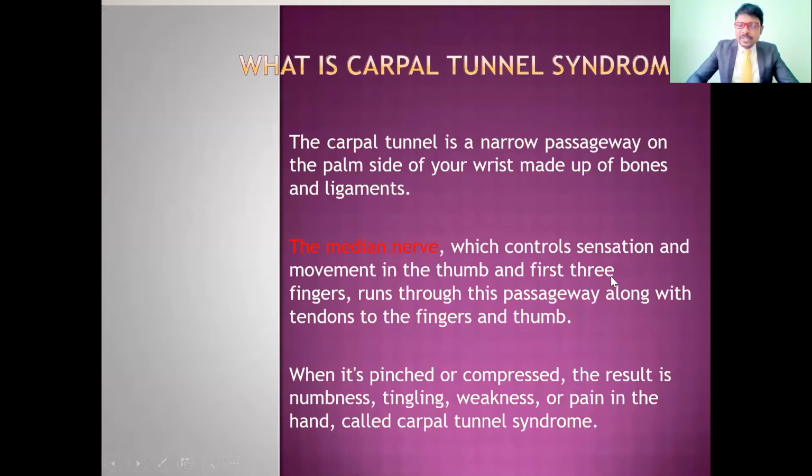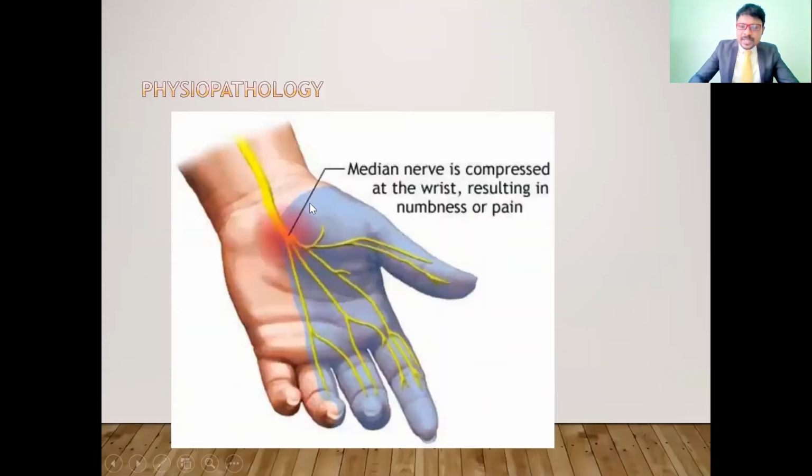This median nerve controls the sensation and movement of the thumb and the first three fingers. So this area is supplied by the median nerve: the thumb, index finger, middle finger, and half of the ring finger. The remaining little finger and half of the ring finger are supplied by the ulnar nerve. So loss of sensation and loss of movement will happen in case of injury of the median nerve.